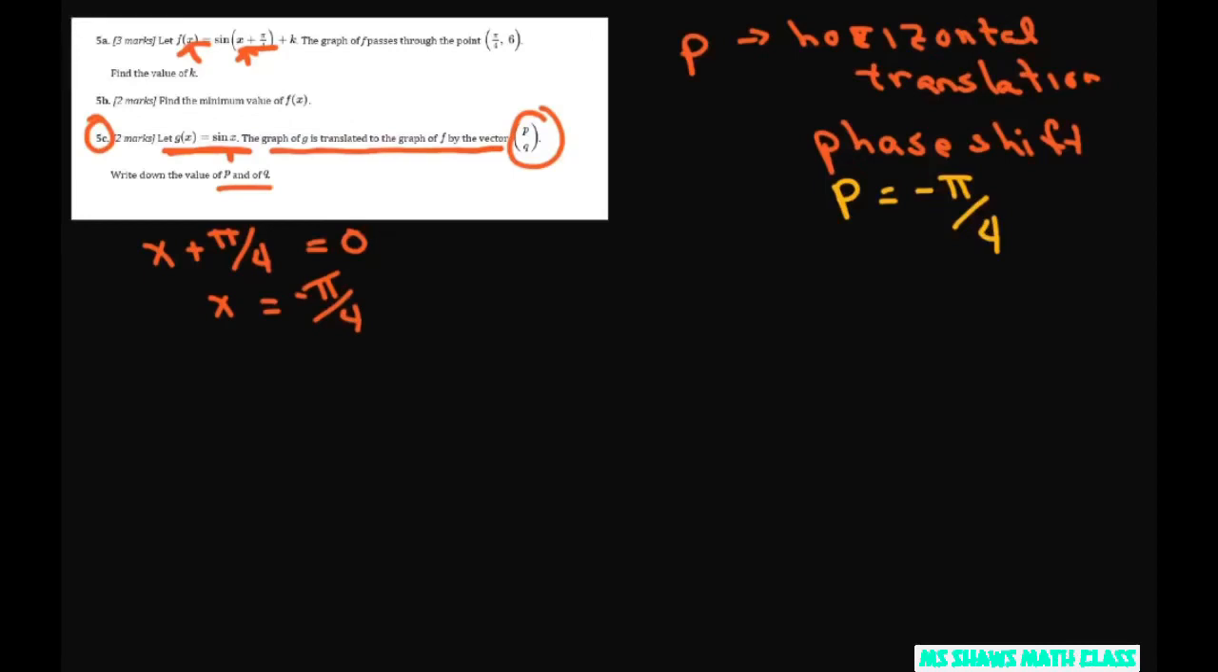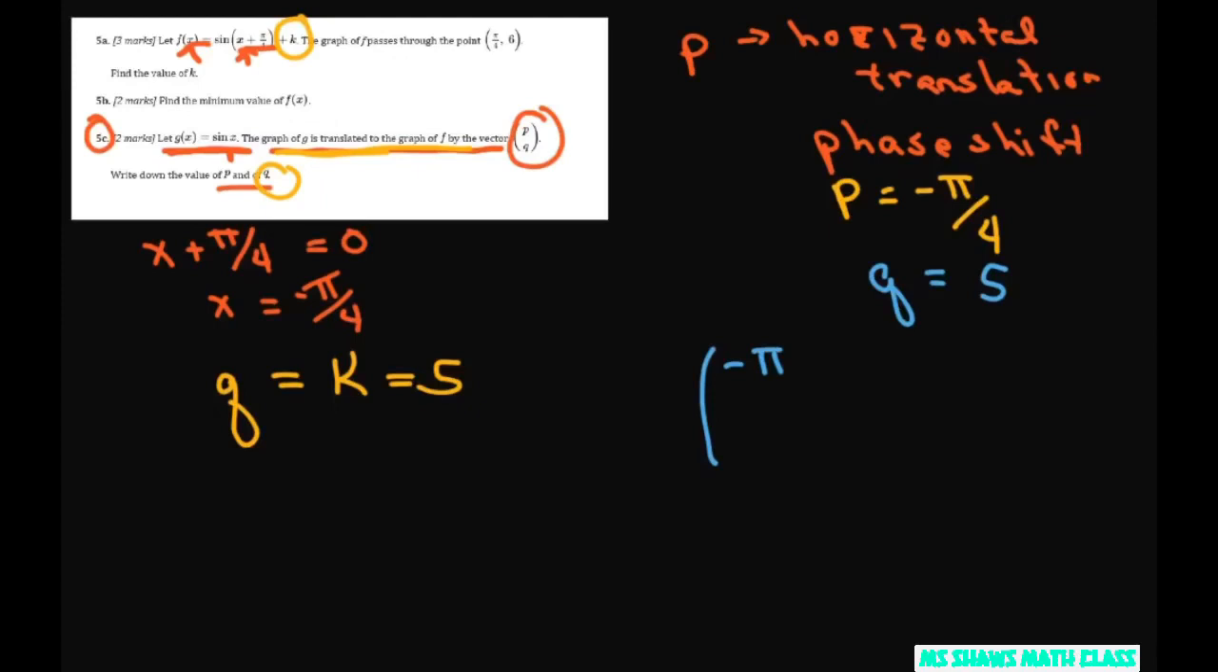And q is your vertical shift because you're doing a translation. You're translating to the left and you're translating up. So q, we already know, is equal to your k, which equals 5, because this is your vertical shift up. So you can write p equals -pi over 4, and you can write q equals 5, or you can also write it as the vector (-pi divided by 4, 5). And that's it.